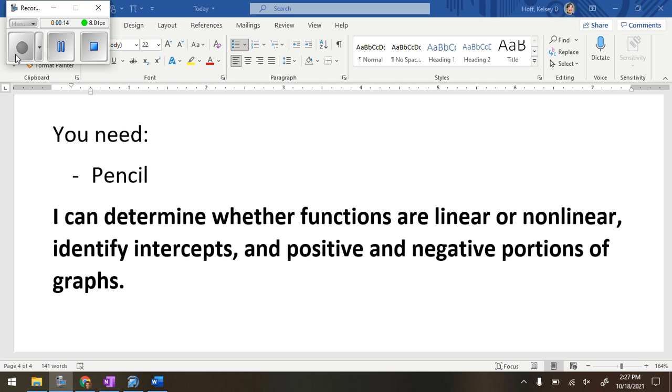Monday, Tuesday, Wednesday, you're going to have different worksheets that talk about different key features of graphs. We'll put it all together on Thursday, and then you'll have a quiz on Friday.